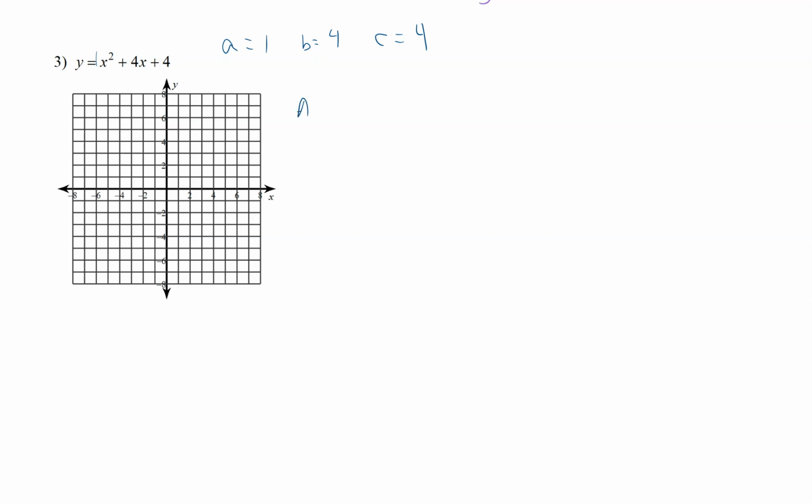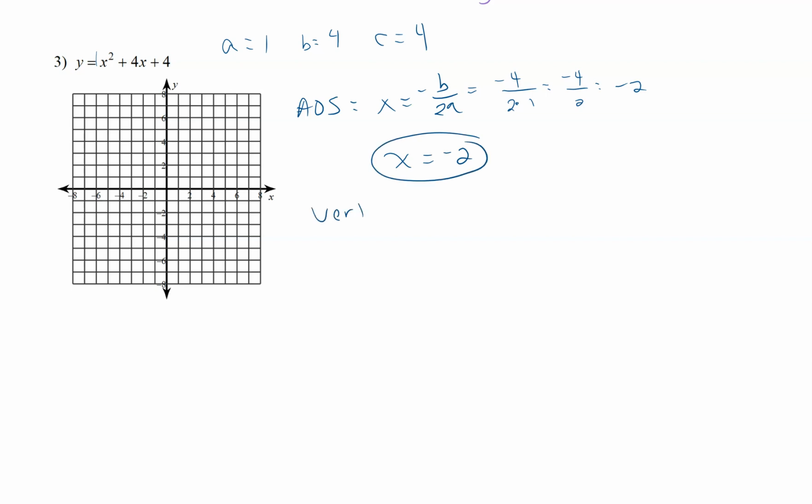We find the axis of symmetry by using our formula, x equals negative b over 2a. Since our b is 4, we're going to get negative 4 divided by 2 times our a, which was 1. So negative 4 divided by 2 is negative 2. So our axis of symmetry is x equals negative 2.